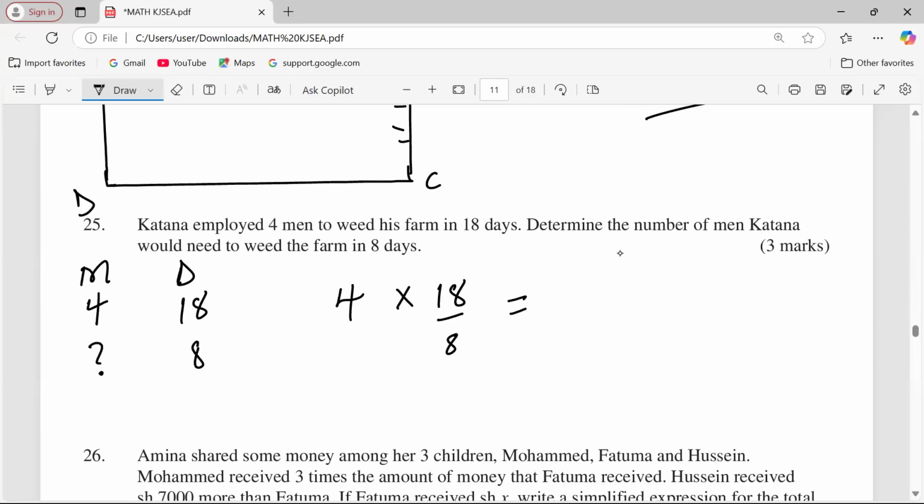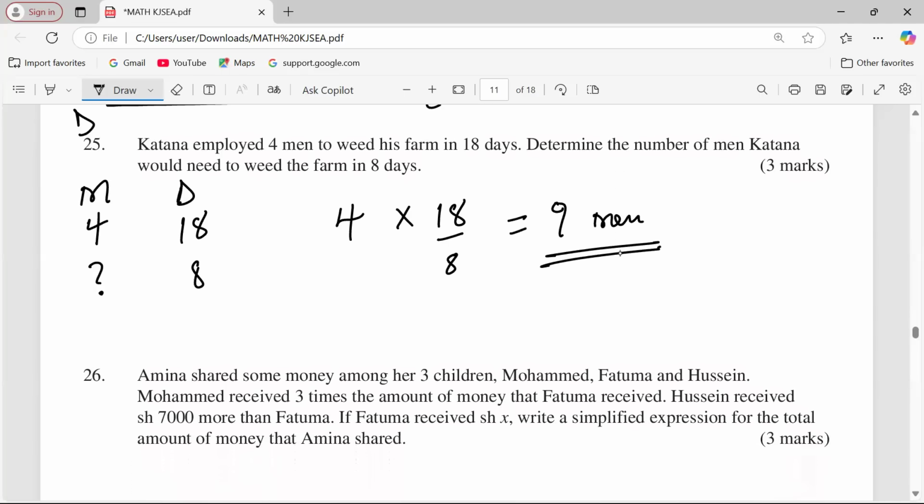Or multiplied by 18 over 8, giving us exactly 9 men. So you need 9 men for that task. 9 men. Okay.